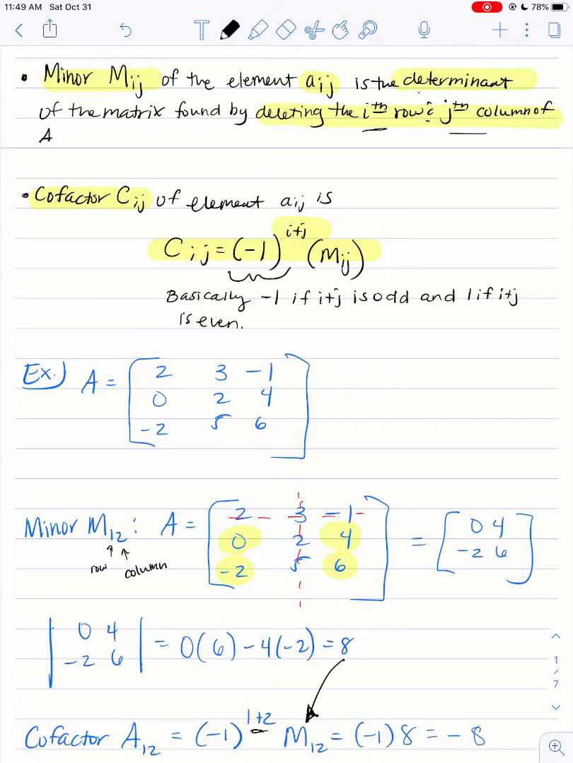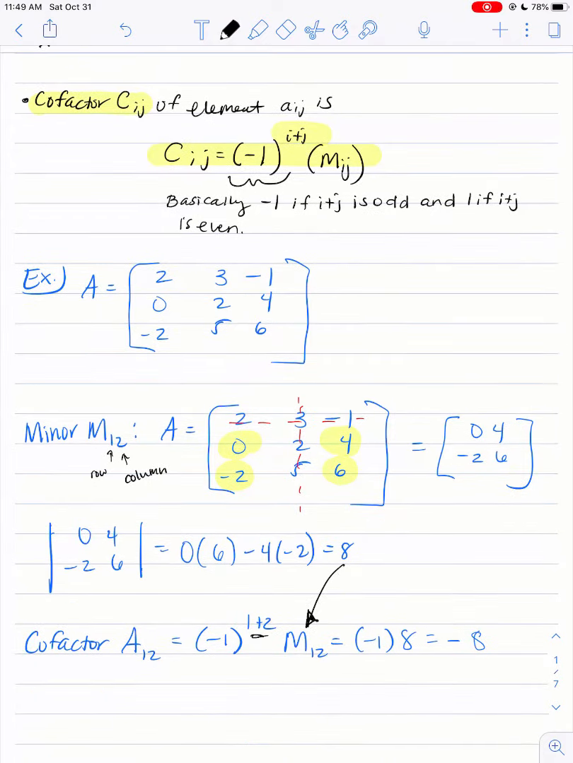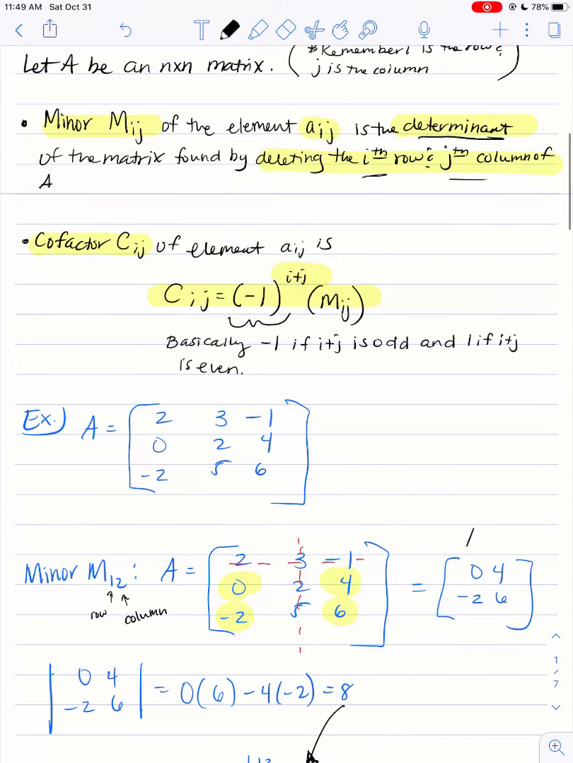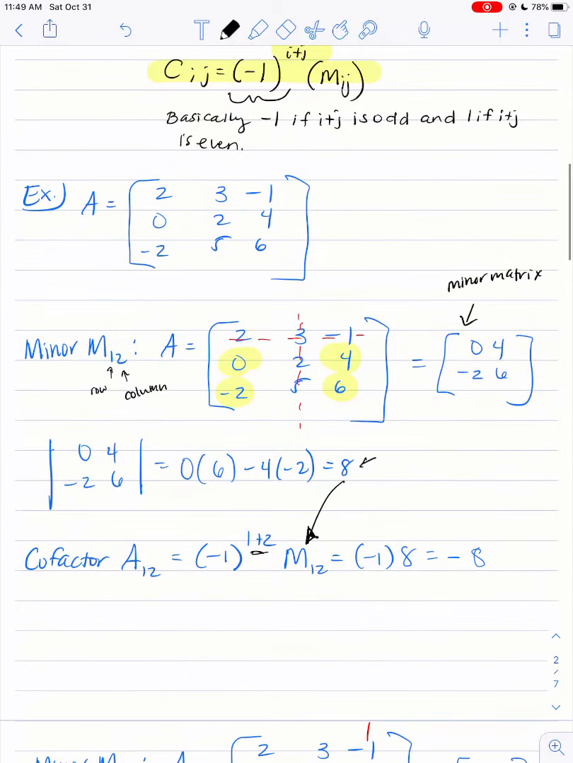And so our minor is the determinant of the matrix. This is our minor matrix, but then the minor value is the determinant.